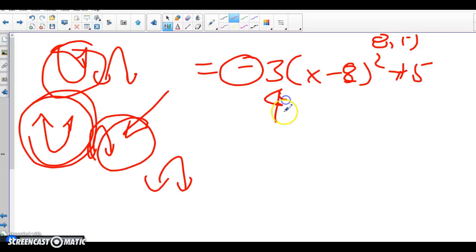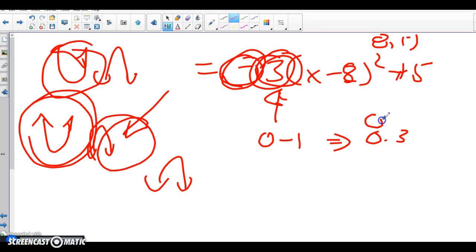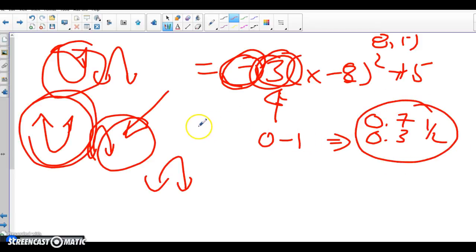But we got one more thing. We got to figure out if it's stretched or compressed. And it works this way. Forget about the sign. Look at this number here. If it's between 0 and 1, which usually is a decimal, things like 0.3, 0.7, but sometimes a fraction like a half, then we have something called vertically compressed, VC. And it's vertically compressed by this.